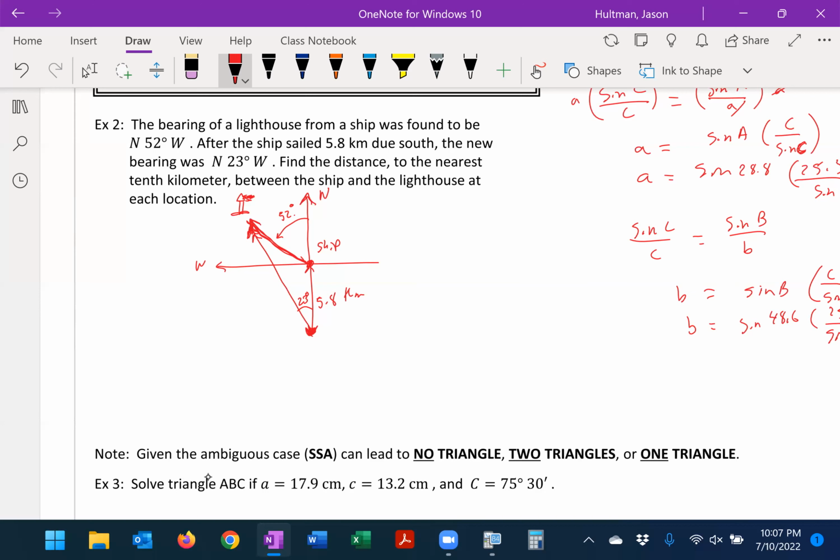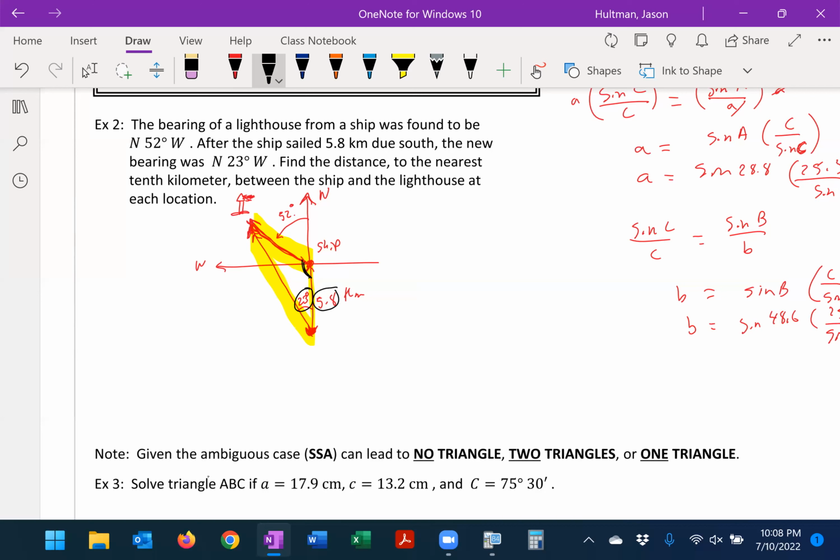So we have this triangle. Let me highlight the triangle that we're looking at. Okay, so the triangle is right here. There's our triangle. And we have an angle here of 23 degrees. We have a side of 5.8. I'd like to get this angle here. Now, how would I get that angle there?